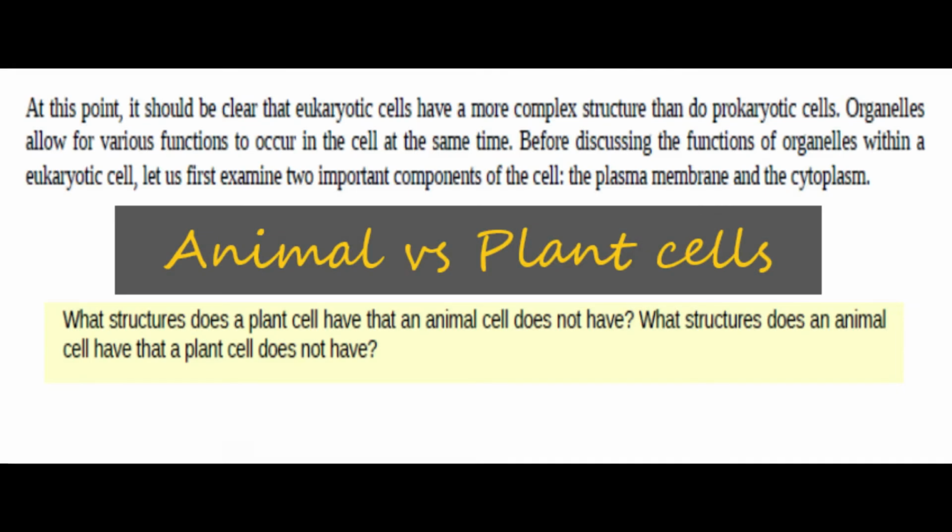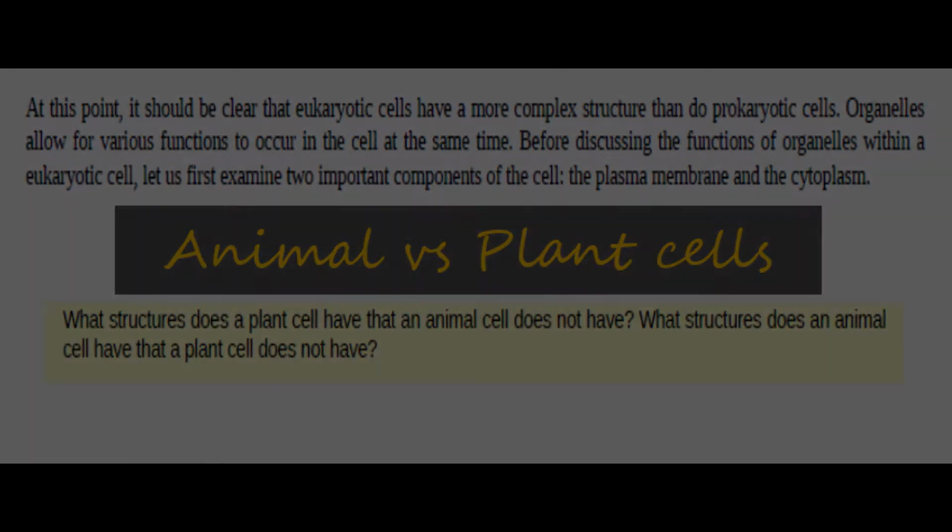At this point, it should be clear that eukaryotic cells have a more complex structure than do prokaryotic cells. Organelles allow for various functions to occur in the cell at the same time. Before discussing the functions of organelles within a eukaryotic cell, let us first examine two important components of the cell: the plasma membrane and the cytoplasm.